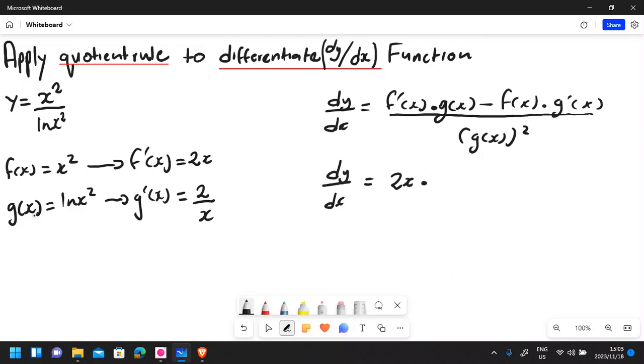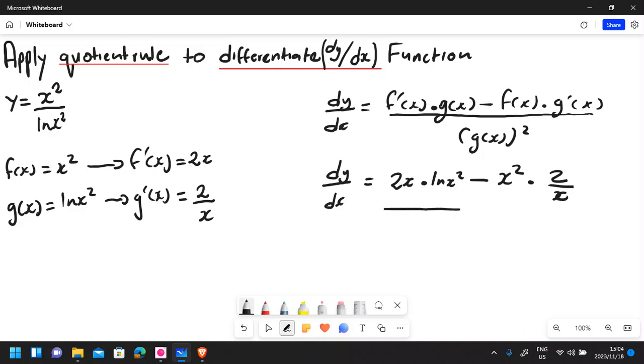Now g of x, remember, g of x is natural log x squared, so multiplied by natural log x squared, not 2x by the way, x squared. Okay, minus, so on the second term now we have f of x instead of f of x prime. So what is our f of x? Our f of x is x squared, so you can write x squared, multiplied by the derivative of g of x, which is going to be 2 over x. So this one here is the derivative of g of x.